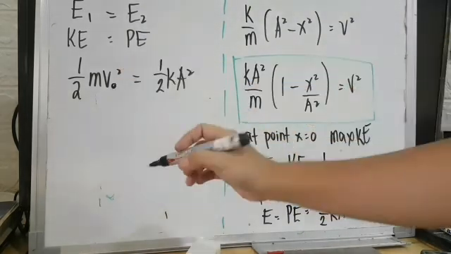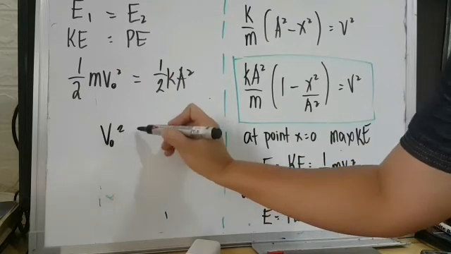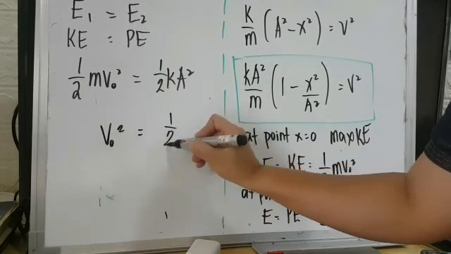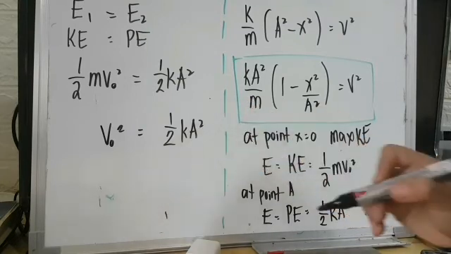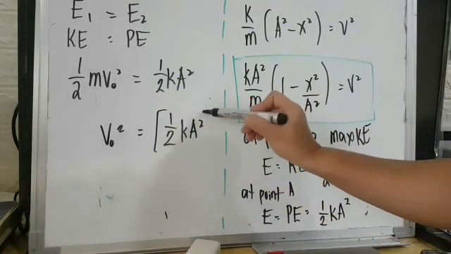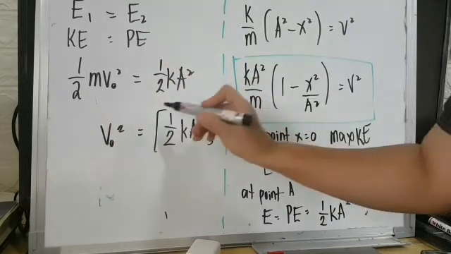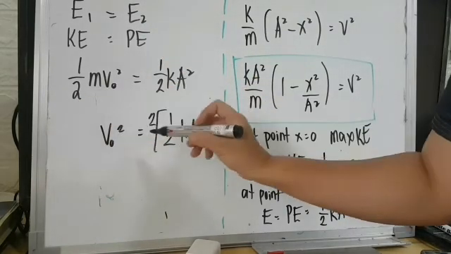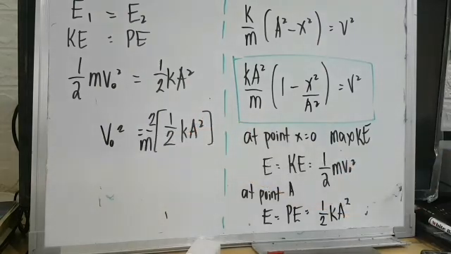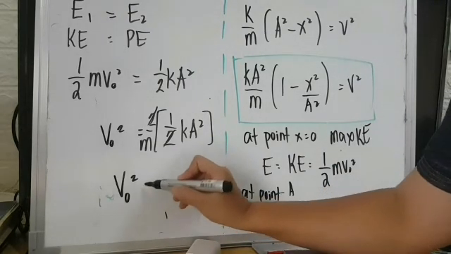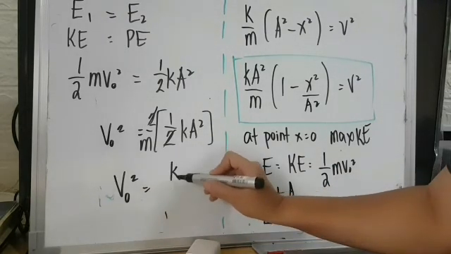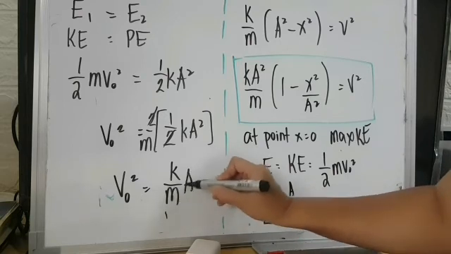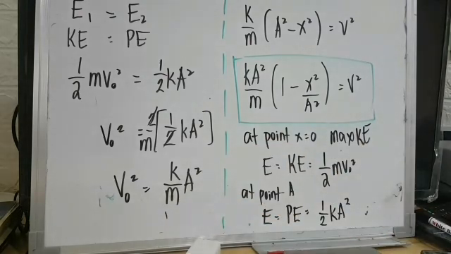So let's derive an equation for v naught. v naught squared equals 1/2 k a squared. Then multiply it by 2, to remove the 1/2, and then divide it by m. So we can cancel out 2. We have an expression now for v naught squared equals k over m a squared. Okay? Is it getting clearer? So, I want you to look at that expression. And where is that the same here?